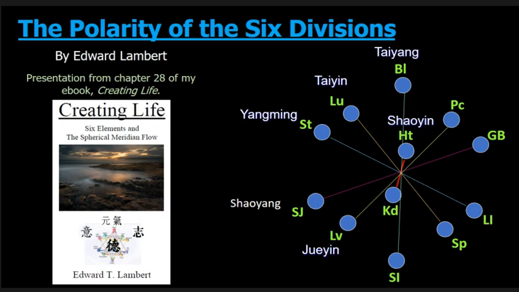Hello, this is Edward Lambert with another video about the 6-element model for acupuncture. This video is going to present the polarity of the 6 divisions in the spherical meridian flow. It comes from Chapter 8 of my ebook, Creating Life.